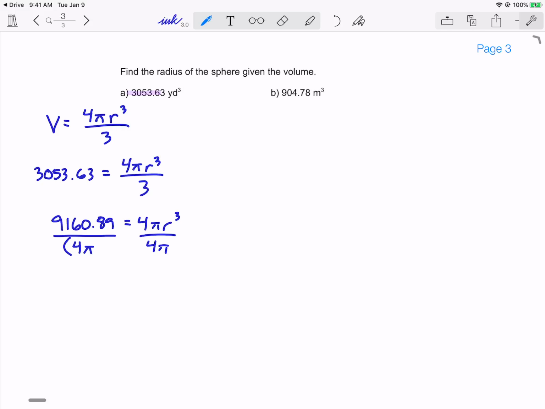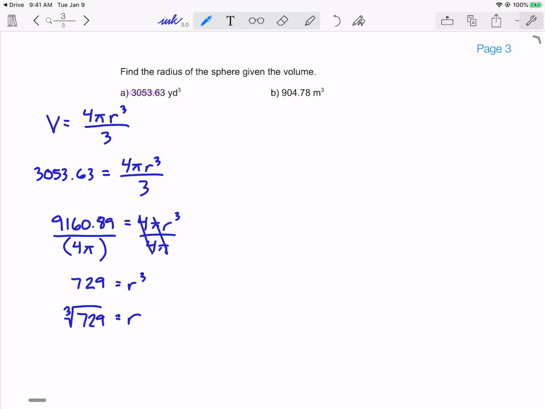Now in your calculator you want to make sure you divide by 4 pi in parentheses, and when you do that, on the other side, the 4 pi over 4 pi just reduces to 1, so I get about 729 on the left equals r cubed. Now to get rid of a cube, I have to do what's called the cube root. So I'm going to do the cube root of both sides. And when I cube root r cubed, I just get r.